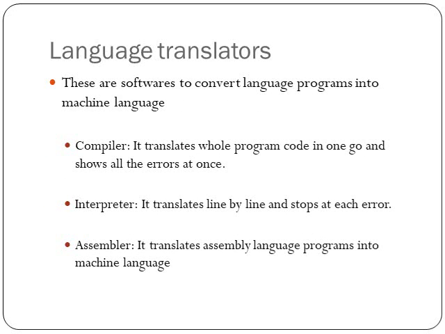Language translators are the system programs to translate various language programs into machine language, because we know that the computer understands instructions in machine code only. Compiler translates the whole program in one go and shows all the errors. Interpreter translates line by line and stops at each error. Assembler translates assembly language programs into machine language.